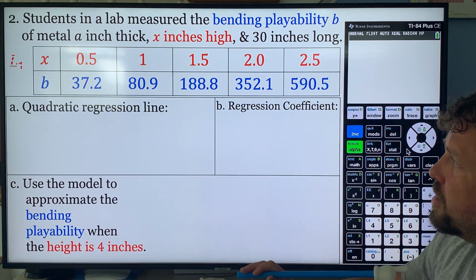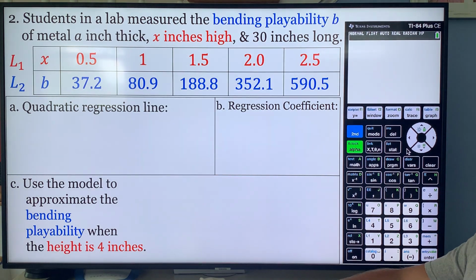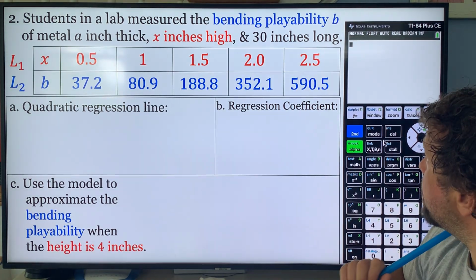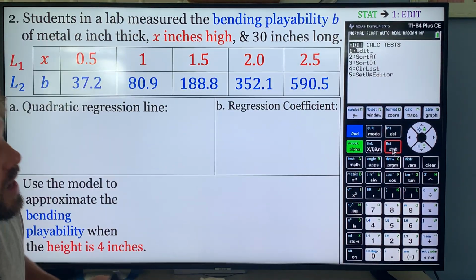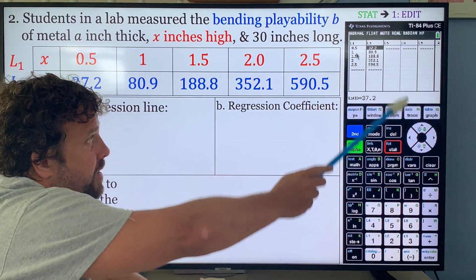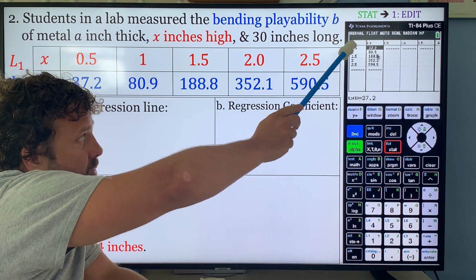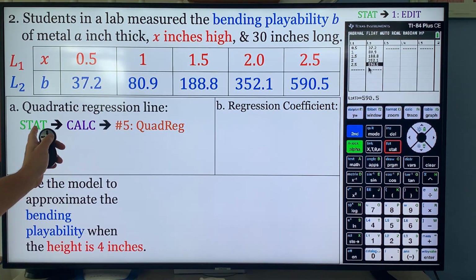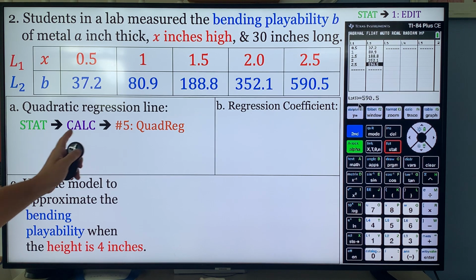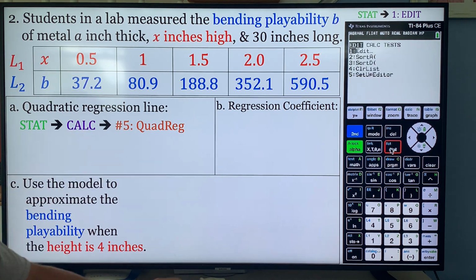Quadratic regression line. So your L1 is your X, your L2 is your B. Once again, we're going to use our calculator, and you're going to go to stat, edit, and then you get to, these are my L1s, these are my L2s. I type them all in. I am going to then go to stat, calc, quad reg.